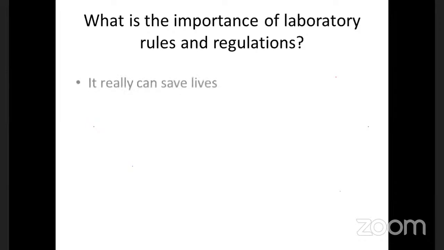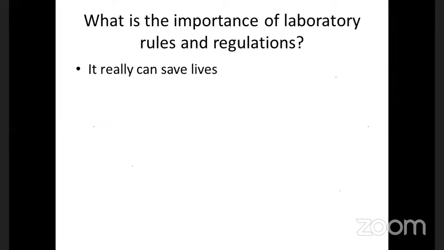So let's look at some of these. One important thing as a result of following the laboratory rules and regulations is this: it really can save lives. Just imagine if you had not, we said the gas taps should be closed after use. If someone leaves the gas taps open and then an explosion happens in the lab, what do you think will happen?